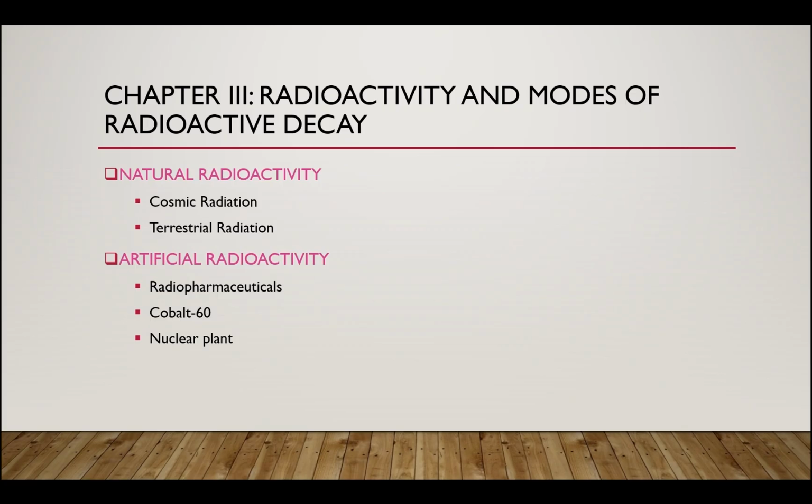or man-made radioactivity, this includes radiation fallout in nuclear power plants, nuclear ground testings. It also includes the cobalt-60 machines, which is used in teletherapy or the external beam radiotherapy. Also in smoke detectors, and of course in the radiopharmaceuticals, which are widely used in nuclear medicine. Okay, so these are the sources of radioactivity: natural and artificial.